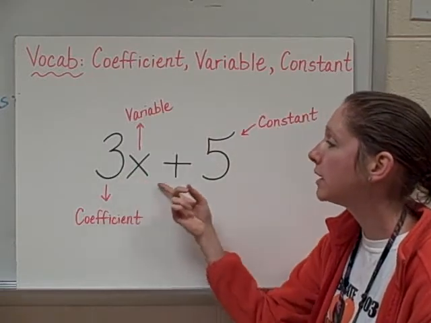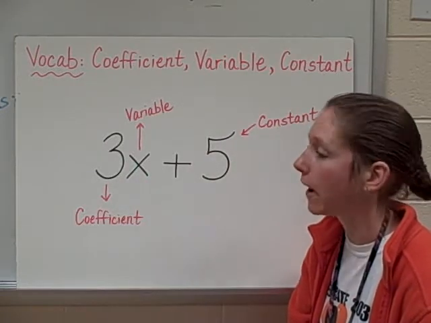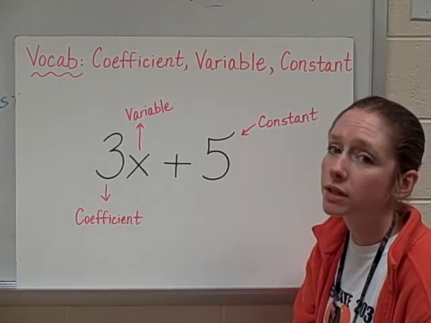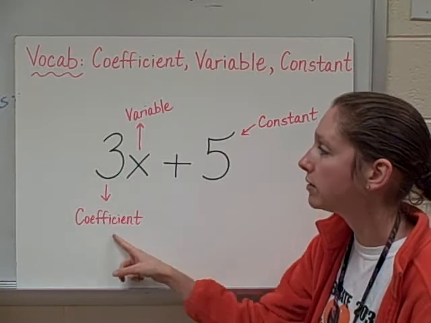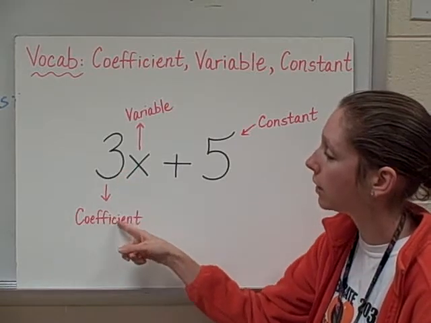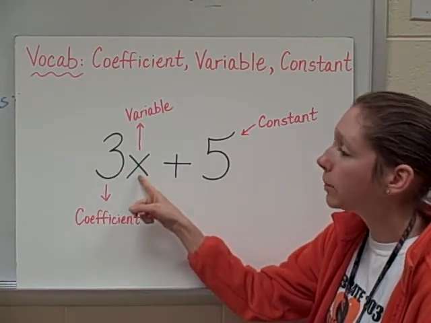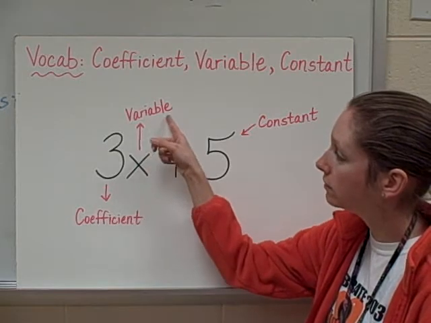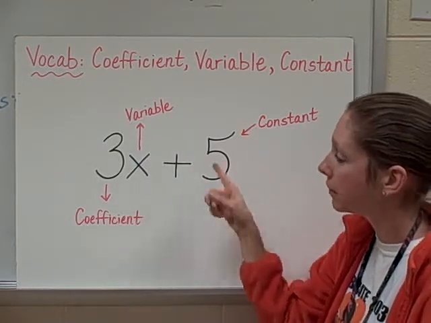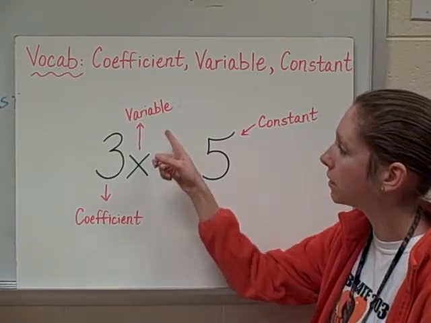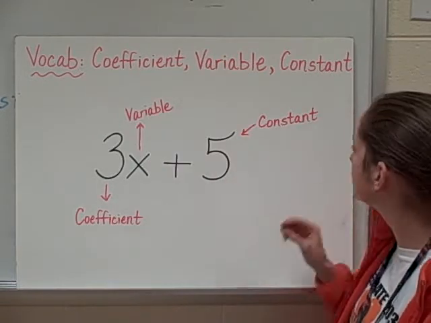Okay, here's an example of an expression, 3x plus 5. Here are some important parts of that expression. The number in front of our variable is a coefficient. So the 3 is the coefficient. Our variable x, labeled here, and 5 is our constant. Okay, just a single number. So make sure that you write down those 3 terms and know what they mean, please.